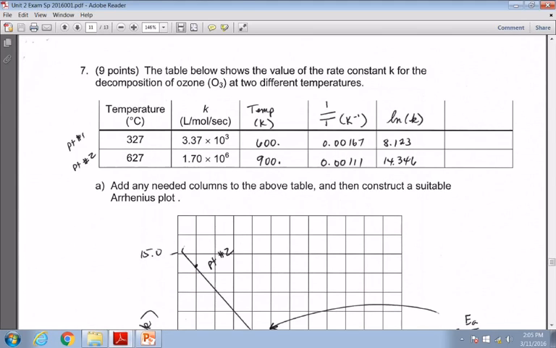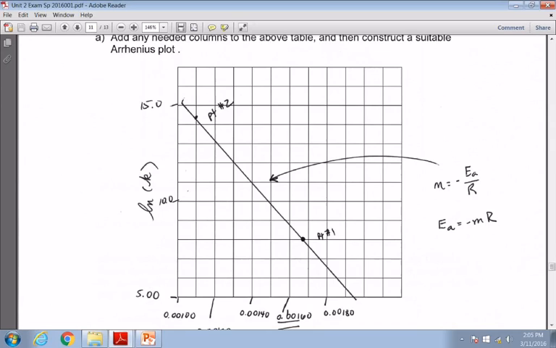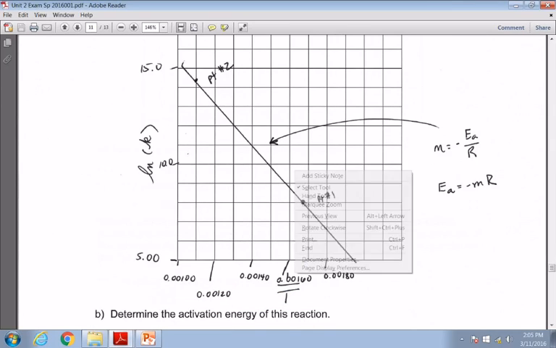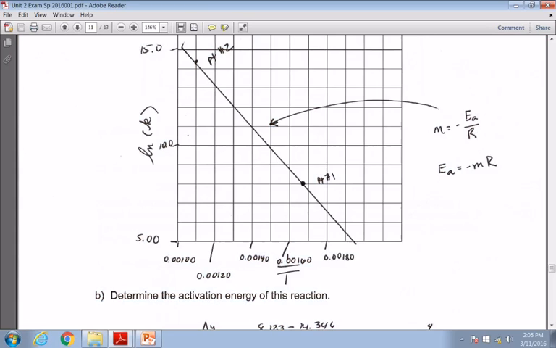And then this one was the Arrhenius plot. So you needed to knock out a few more columns: convert temperature from Celsius to Kelvin, and then take the inverse of that temperature, and that's going to go along the x-axis. Along the y-axis, we take the natural log of the rate law constant, and put those on there, and that is an Arrhenius equation.